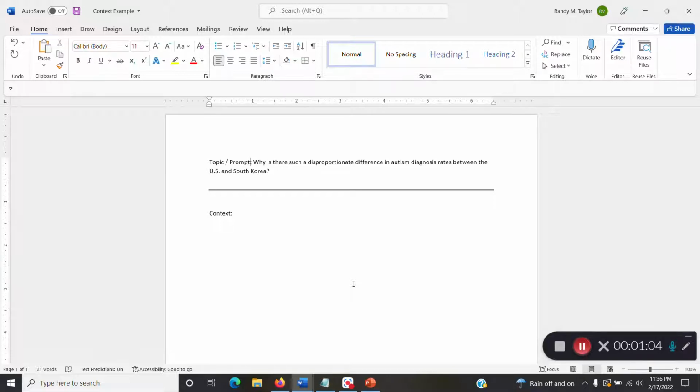It's going to be a reflection of your thoughts as you're going through this framework. So you have a prompt. The prompt here: why is there such a disproportionate difference in autism diagnosis rates between US and South Korea? Now, this particular prompt is a research question that was used from a student in a previous class of mine. So you'll definitely notice it's very specific, goal-oriented, research-oriented. We will learn about how to do that when we start looking into research in the last third of the class. But for the purposes of this example, just know that it's a prompt. It's just a topic. It's an idea.